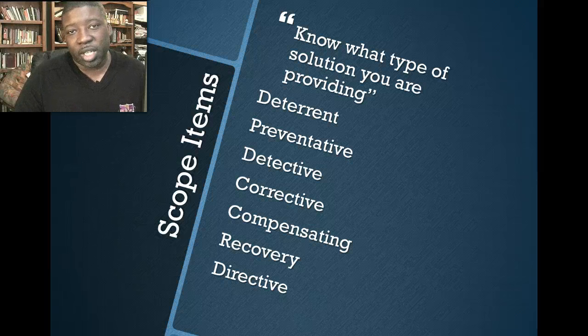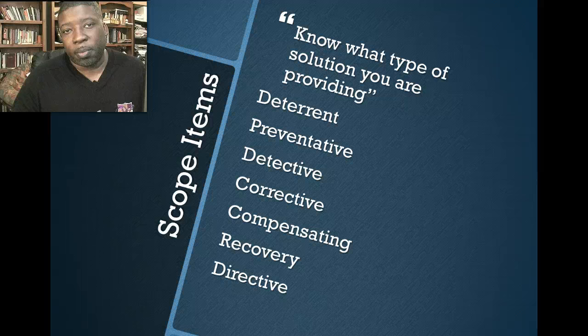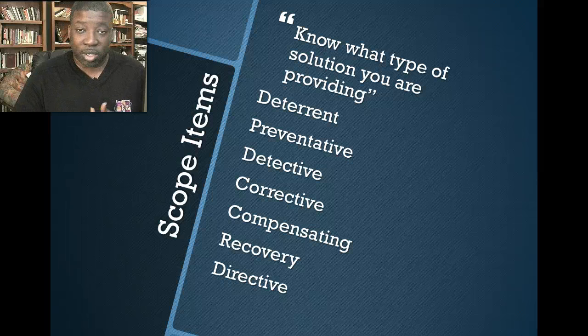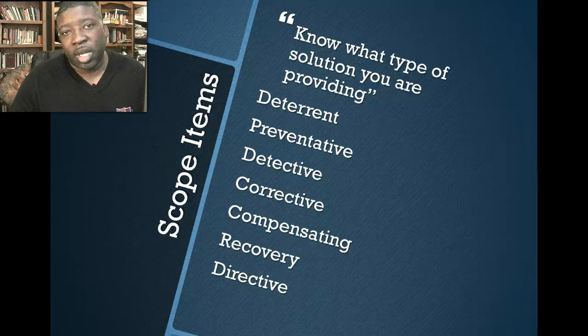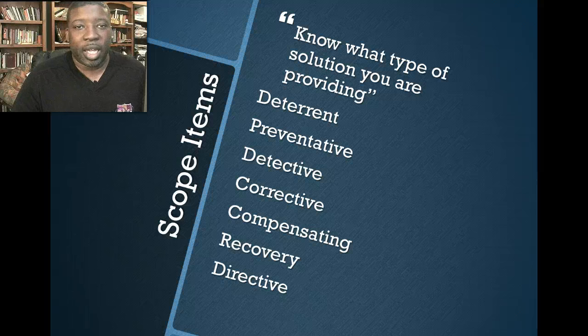Recovery, for instance: if something goes wrong and you have a process in place to recover from your operating system going down, or your system going down, what do you do to recover? So is this a recovery type of solution? Directive basically tells people what to do. A directive solution will tell someone to enter in your password or enter in this information. It's directing you to do something.